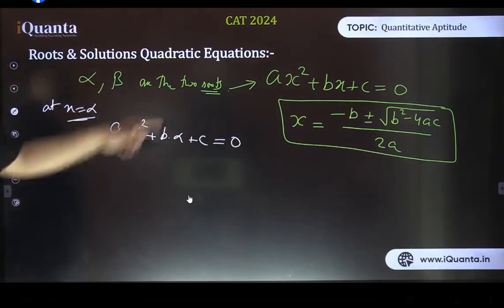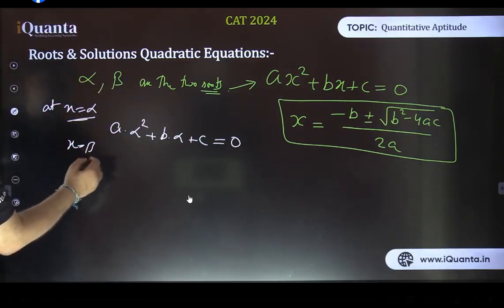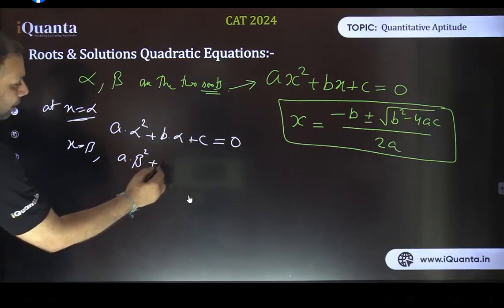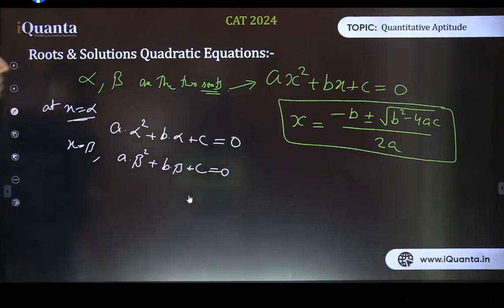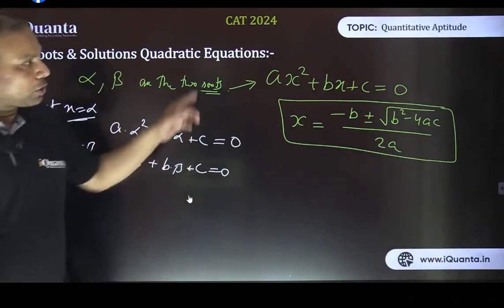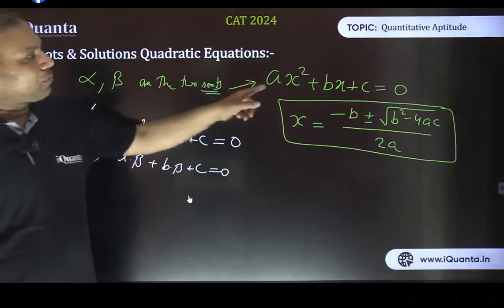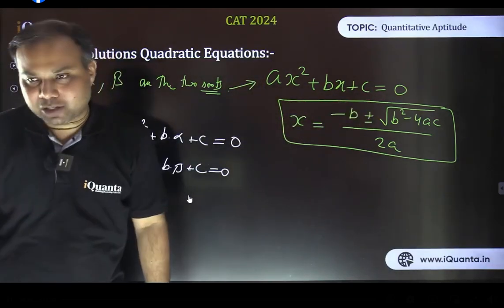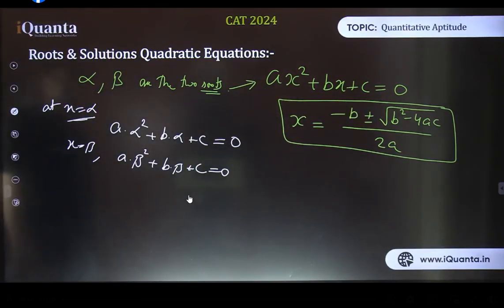Right? Similarly, at x equal to beta also, this is going to be equal to 0. So a into beta square plus b into beta plus c is also going to be 0. So alpha and beta are the roots or solutions of this equation. That means by putting x equal to alpha, the expression must become equal to 0. That must satisfy the equation. All right? Okay. So now here's one important part.